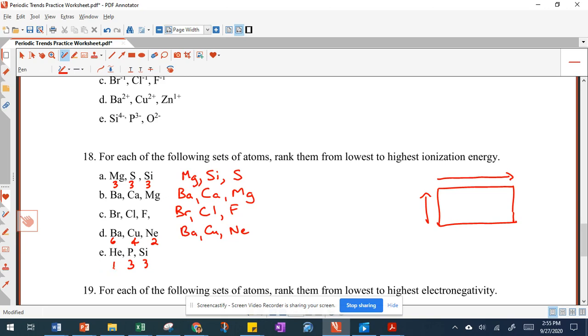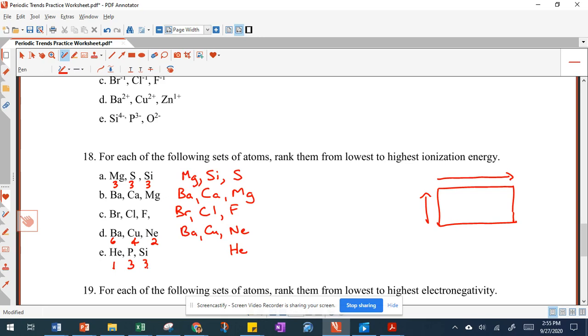The other thing I want you to think about, helium is a noble gas. It's going to take a lot of energy to remove an electron from helium. So helium is going to be the highest, not only because it's a noble gas, but because it's also a very small atom. So it's going to take a lot of energy to remove that electron, no matter what.